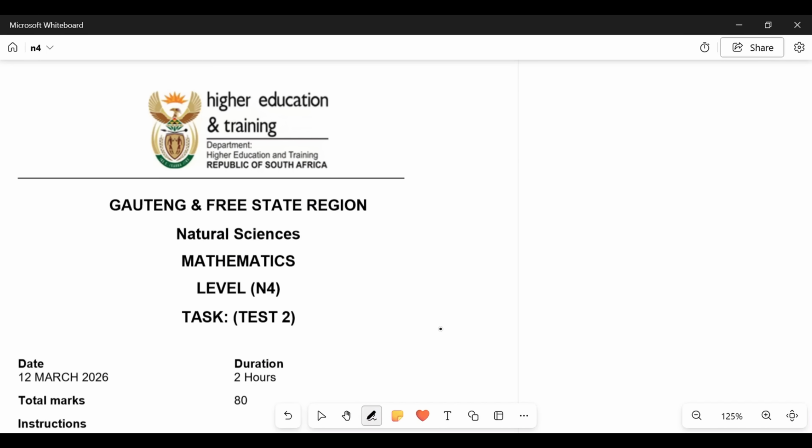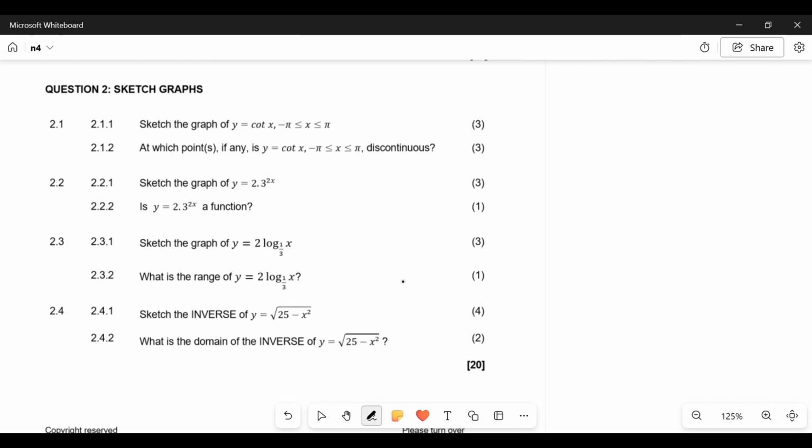Alright, guys, let's look at question 2 and let's solve it. Question 2 is based on graphs. They want us to sketch these graphs that you see here. As you can see, question 2 consists of 4 questions with sub-questions. All in all, this actually consists of 8 questions. So we're going to solve question 2, starting with question 2.1.1 until question 2.4.2. So let's start with question 2.1.1 and let's create space and solve it.